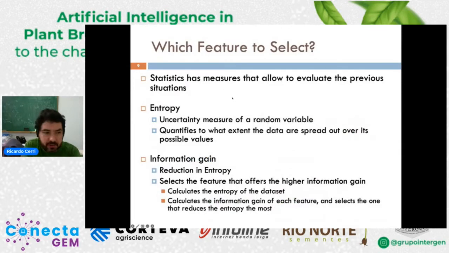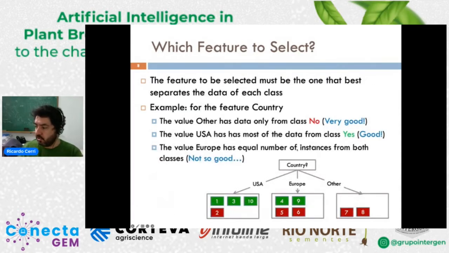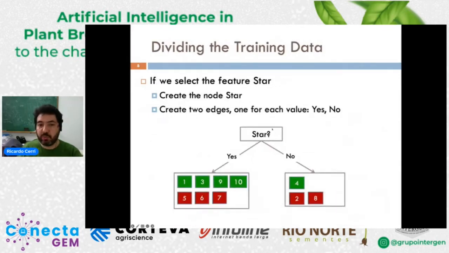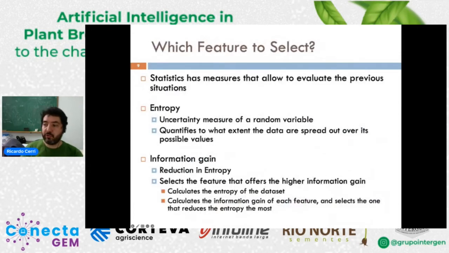But how to choose a good feature to be put in a decision tree? We have to use statistics. Statistics has measures that allow us to evaluate these previous situations, to see which feature is the best one to be put in the decision tree. So we are going to use entropy, which is a measure of the uncertainty of a random variable, and quantifies to what extent the data are spread out over its possible values. And we are going to use information gain. The information gain calculates the reduction in entropy. So we are going to select the feature that offers the higher information gain.